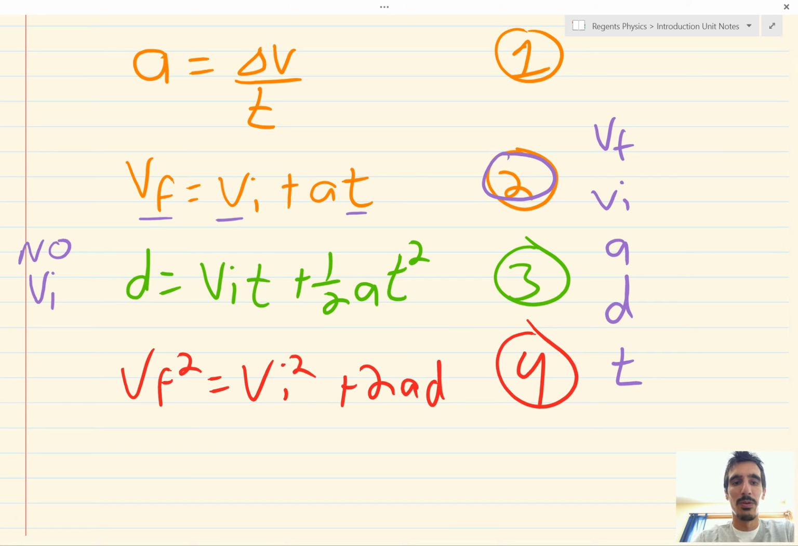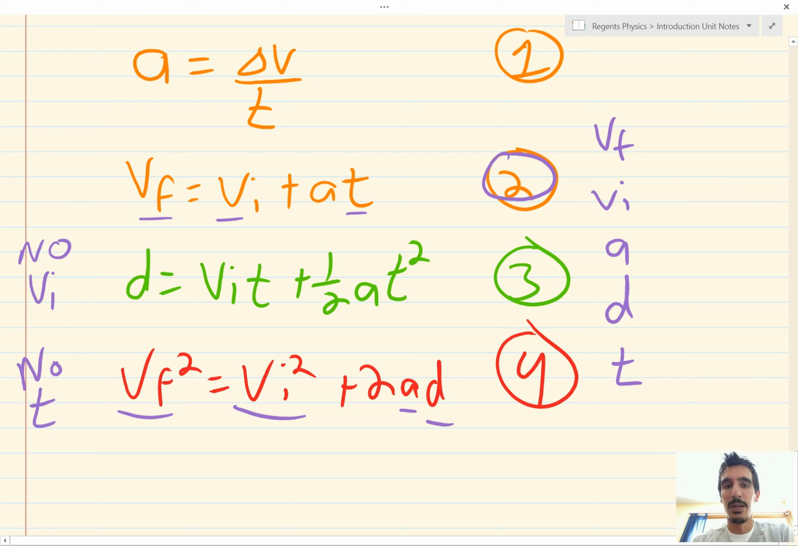Look at equation 4. Which one is that missing? We've got VF, VI, A, and D. This one is missing time. So no time for equation 4. So if you don't know the time, don't use equation 4. And really quick, for the sake of completion, equation 2 has no distance. So each one is missing something different based on the information you're given. That's how you choose what to use.